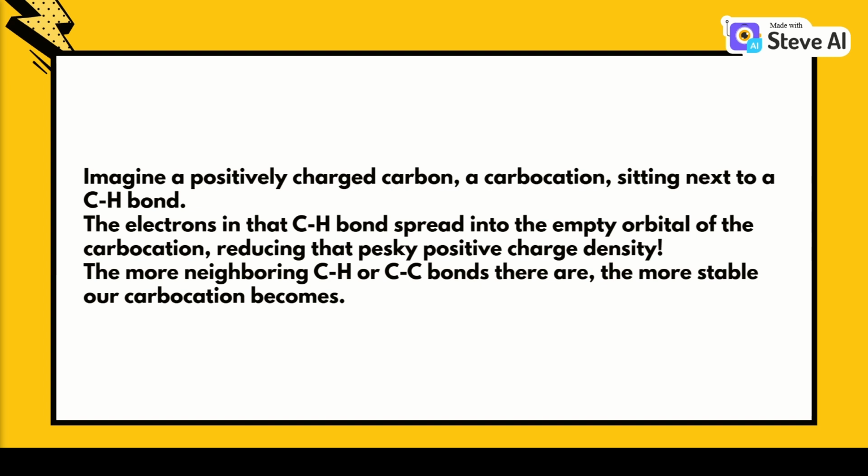Imagine a positively charged carbon, a carbocation, sitting next to a C-H bond. The electrons in that C-H bond spread into the empty orbital of the carbocation, reducing that pesky positive charge density. The more neighboring C-H or C-C bonds there are, the more stable our carbocation becomes.